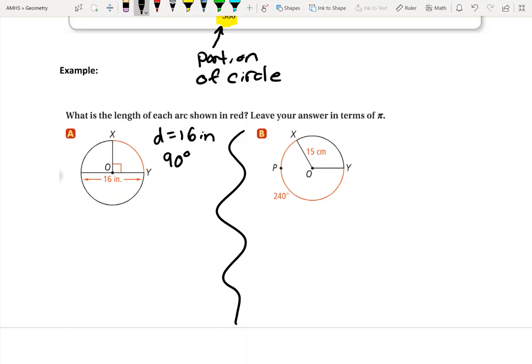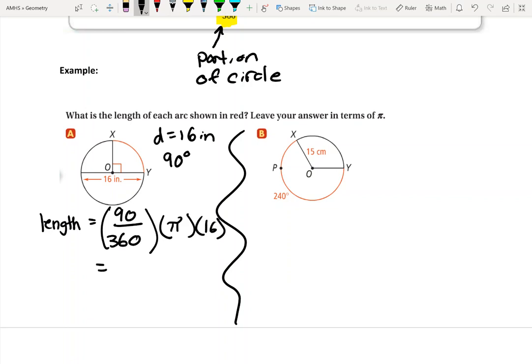So now to find the length, I'm going to do 90 divided by 360. That's our portion of the circle. And I'm going to multiply that by pi d, the 16. So 90 over 360 reduces to 1 over 4, times 16, so that's 4 pi. Leave your answer in terms of pi, and our unit is inches.